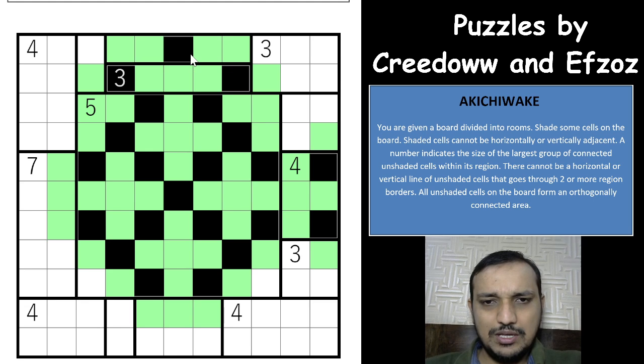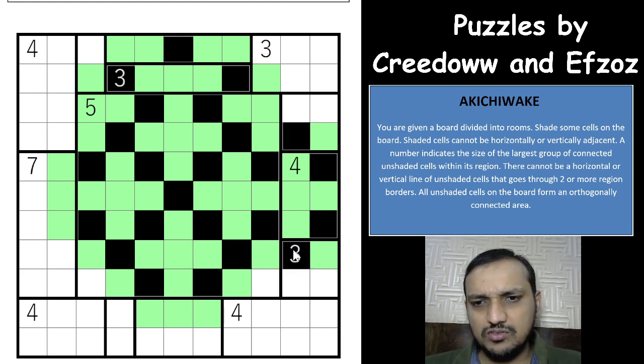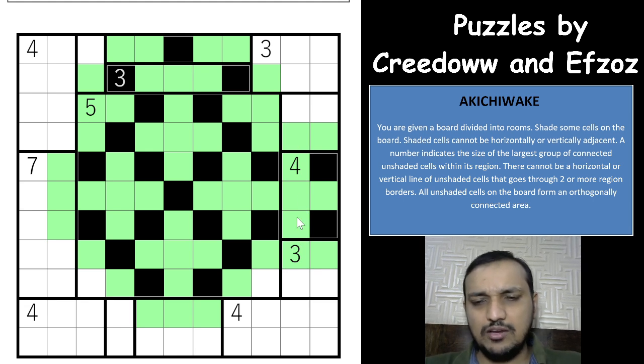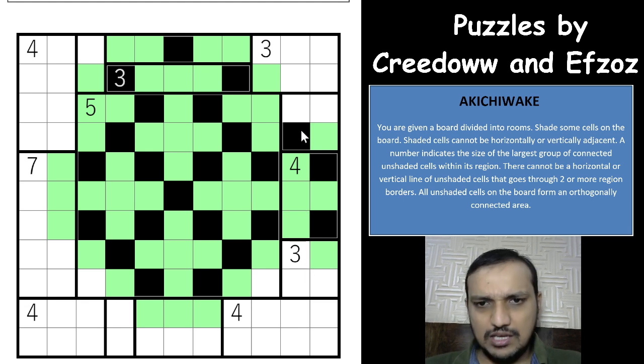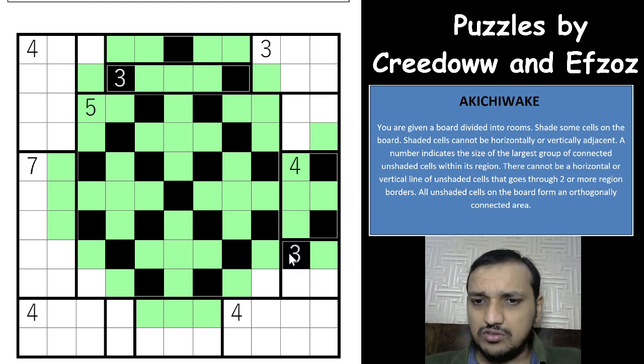So now comes the very good part here. I could see something here: whatever be the case, one of these cells would have to be shaded. Both of these cannot be unshaded, because then you'll have a straight line going through more than 3 rooms. Not possible. So one of these cells would have to be shaded, either this or this. Now the way this has been designed is really amazing. If either this or this is shaded, you already have a connection from the edge.